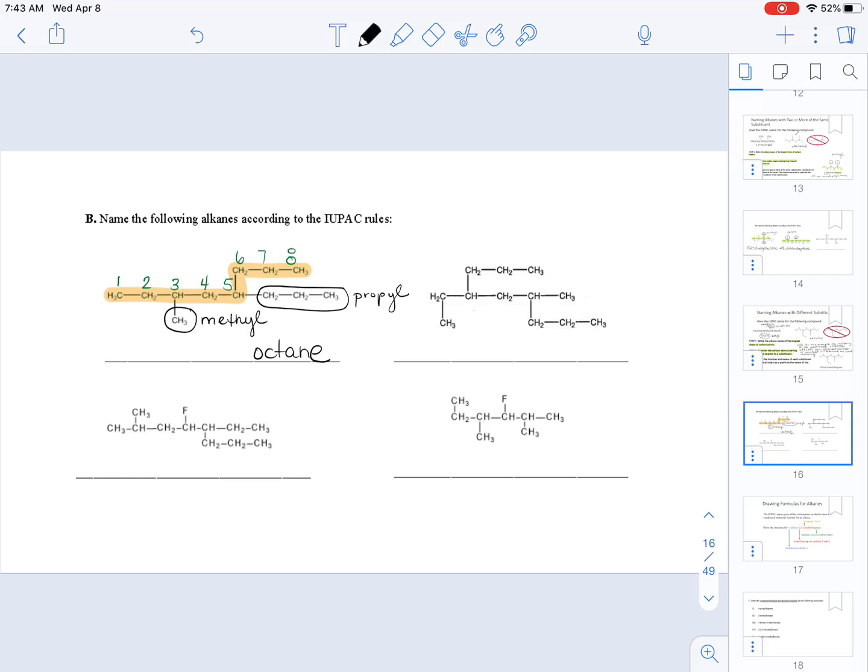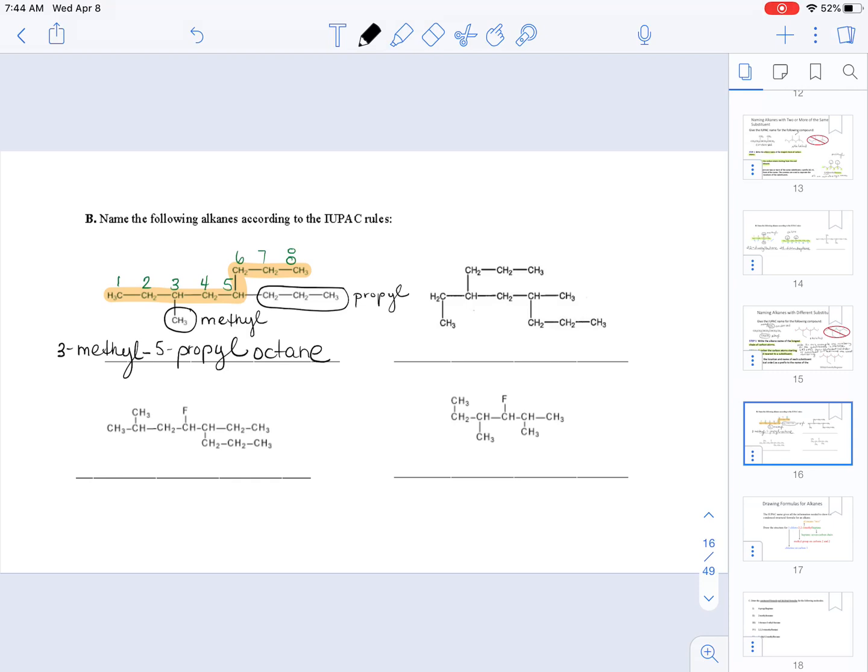Then I need to put my substituents in alphabetical order. So I have to say on carbon 3, I have a methyl group. On carbon 5, I have a propyl group. And they are attached to an octane longest continuous chain.